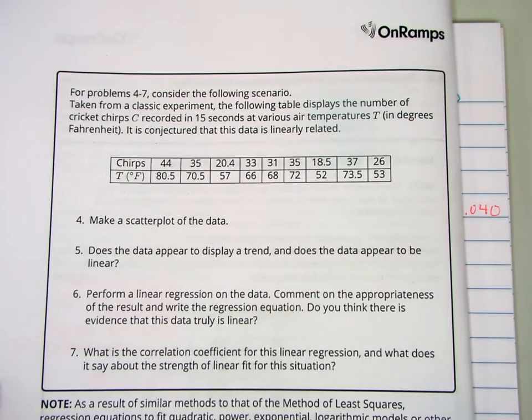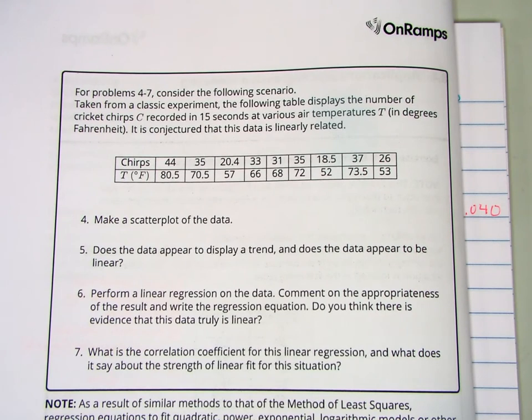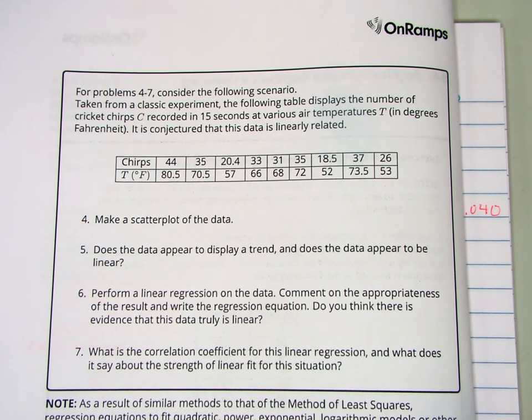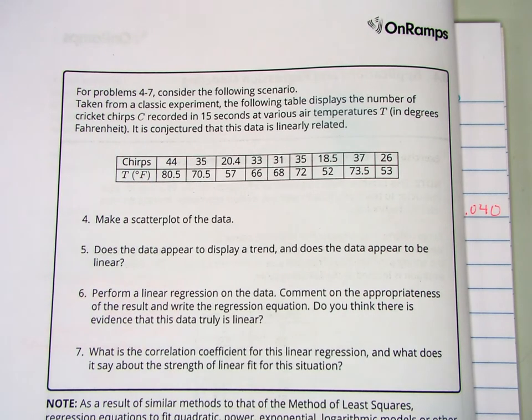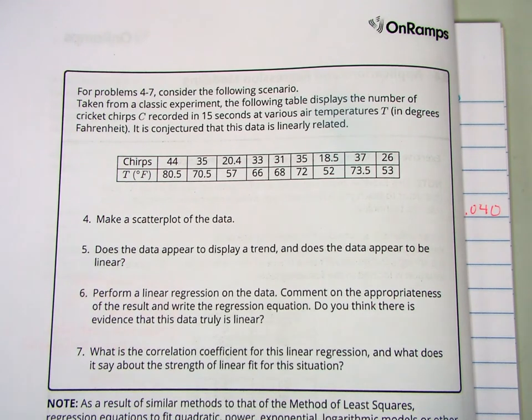All right, so consider the following scenario. Taken from a classic experiment, the following table displays the number of cricket chirps, C, recorded in 15 seconds at various air temperatures, T, in degrees Fahrenheit. It's conjectured that this data is linearly related, so that when you graph it, it makes close to a line. Okay? So I have my number of chirps, and then I have my temperatures. My number of chirps and my temperature.